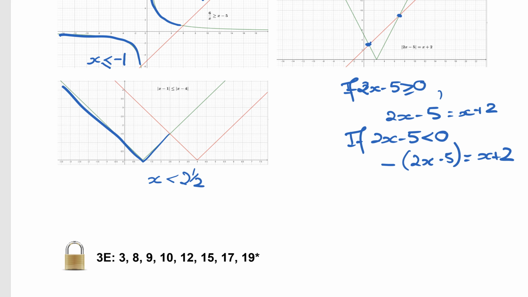So have a go at these. I hope I've selected reasonably. Number 19 is difficult, obviously, but a little bit of a challenge for you.